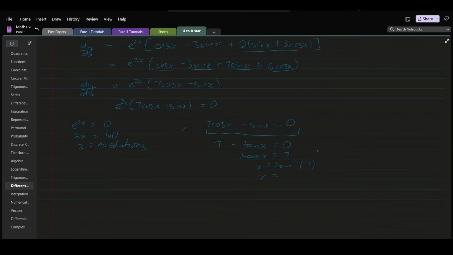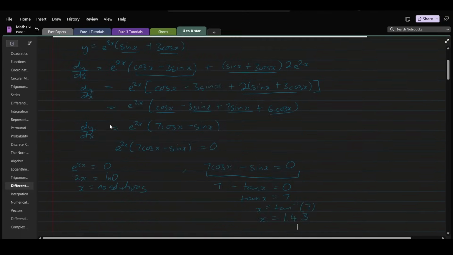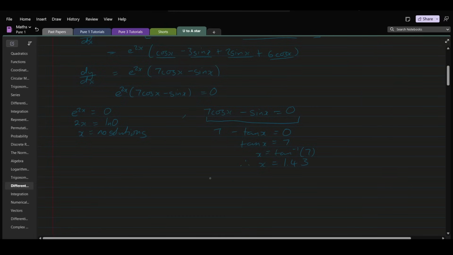Let's evaluate arctan of 7. We are in radians, so make sure your calculator is in radians. Arctan of 7, and that gives us 1.43, and this would be our final answer. They say they want it correct to 2 decimal places, so we'd conclude that therefore x is equal to 1.43.